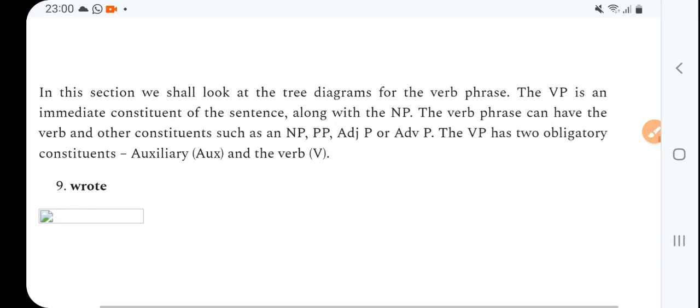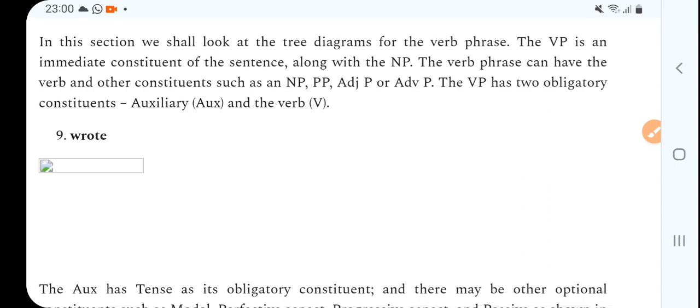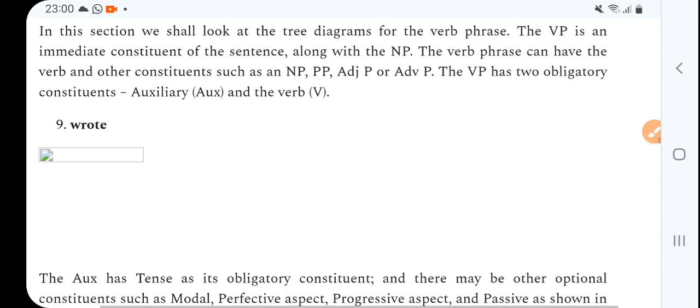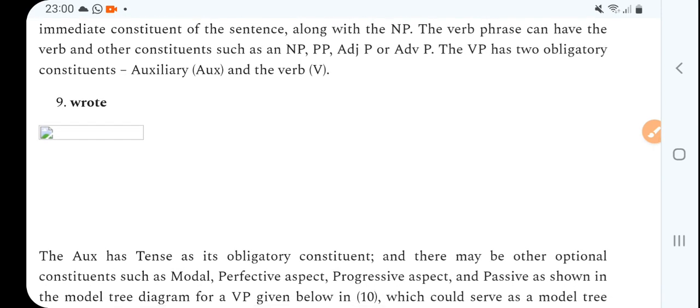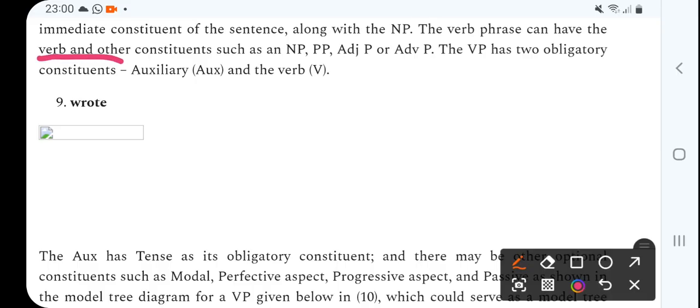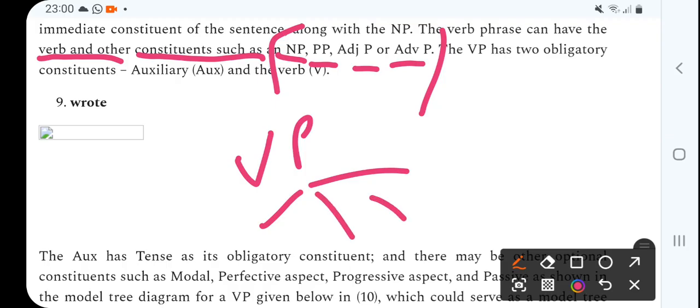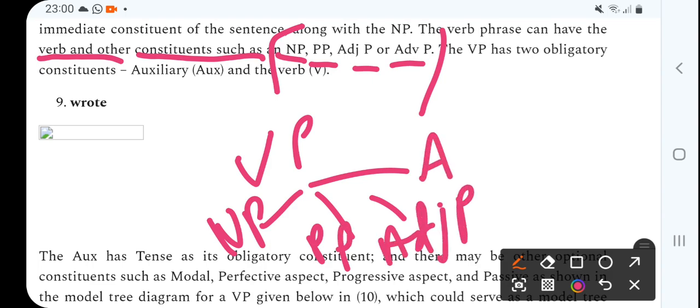Now moving to the verb phrase. In this section we shall look at the tree diagram for the verb phrase. The verb phrase is an immediate constituent of the sentence along with the noun phrase. The verb phrase can have the verb and other constituents. In a verb phrase, the verb is necessary, and what other constituents come under it? Noun phrase, prepositional phrase, adverb phrase, adjective phrase. Almost anything can become part of a verb phrase. All phrases come under the verb phrase.